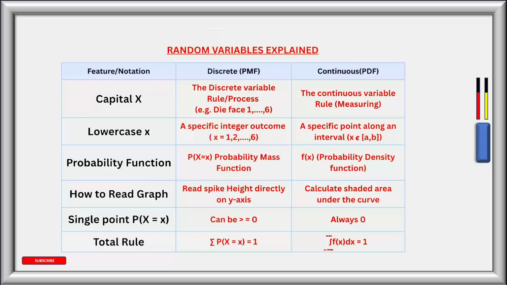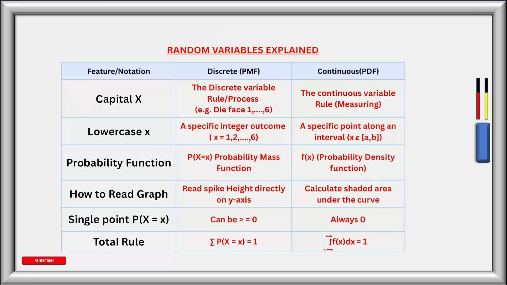Let's now take a look at this summary table of random variables and the two different types. So the notation capital X in a discrete random variable relates to the rule or process, like rolling a die. And in a continuous random variable, it relates to the continuous variable rule and specifically measuring. The notation lowercase x for discrete random variables relates to a specific integer outcome. So when we roll a die, we can get 1, 2, 3, 4, 5, or 6. Whereas in a continuous random variable, it's a specific point along an interval where x is in the interval a, b.